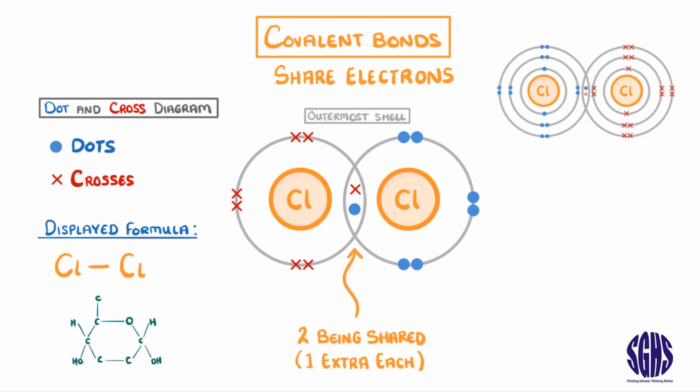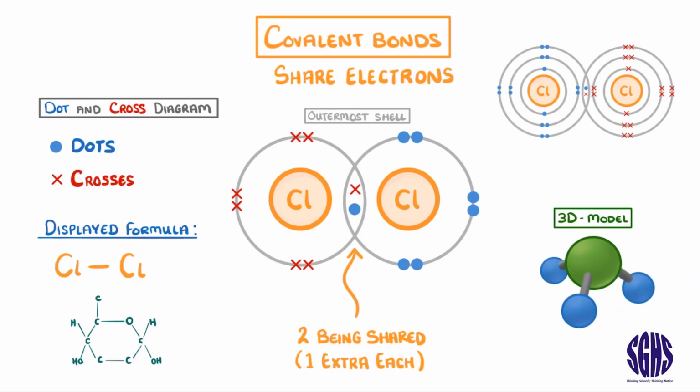The downside of displayed formulas, though, is that they don't show you anything about the 3D shape of the molecule. For this, we can use a 3D model, which tries to show how the atoms are actually arranged in real life.